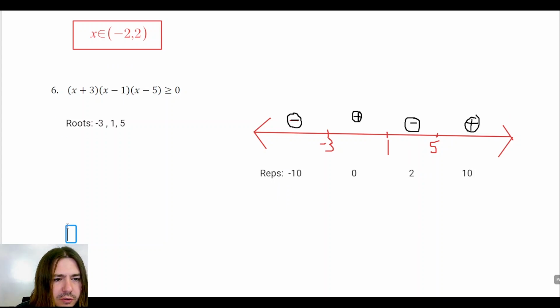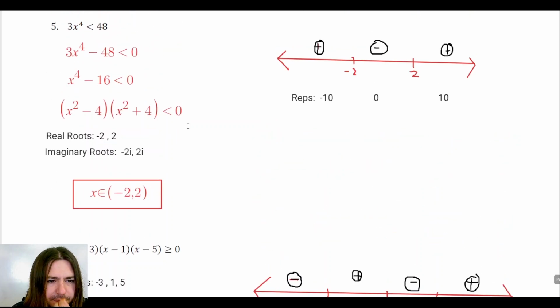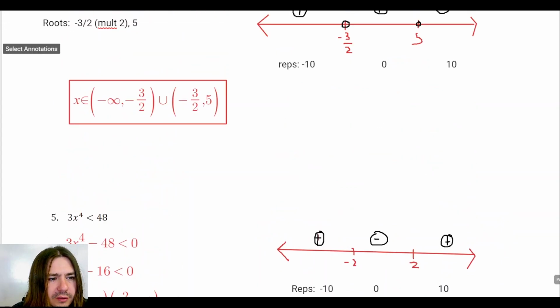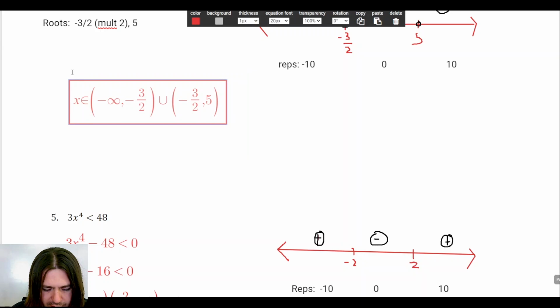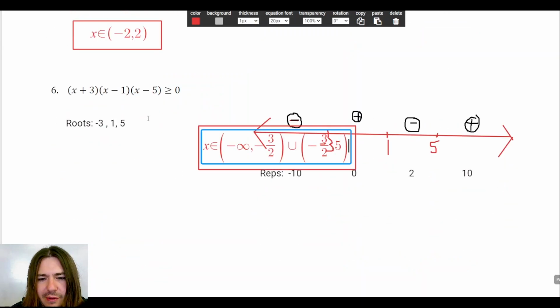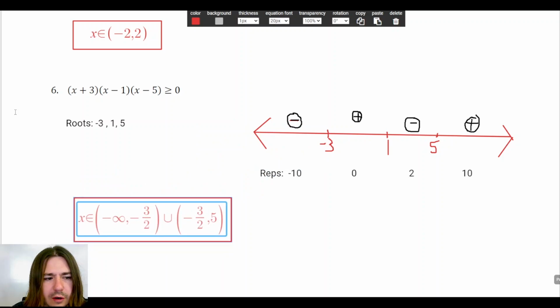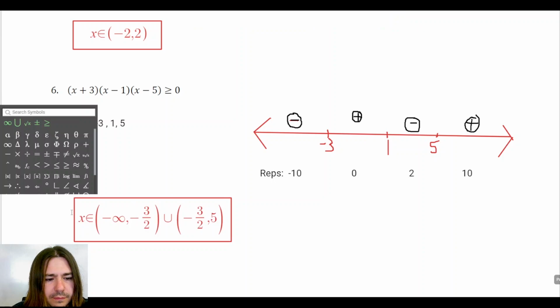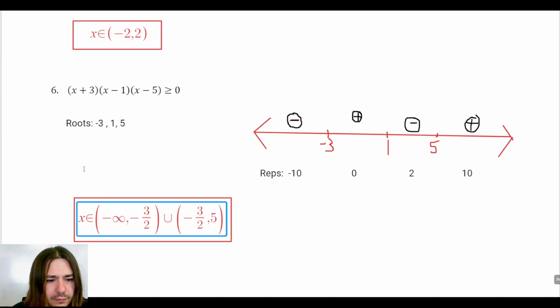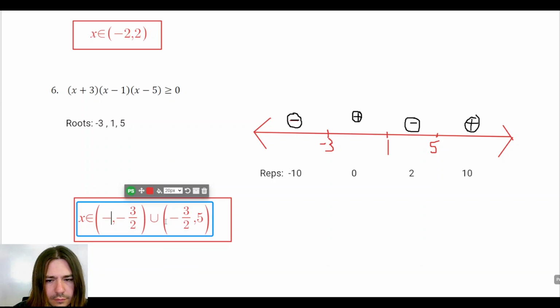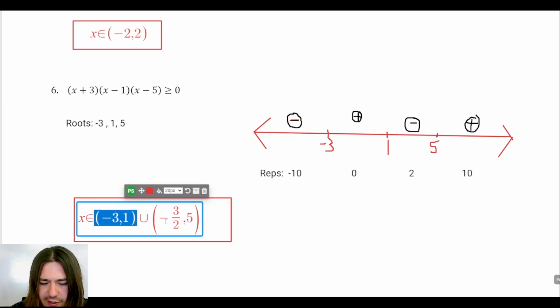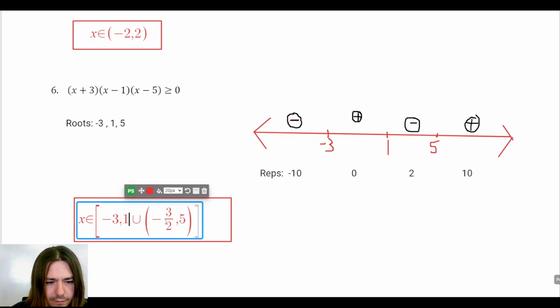Finally here, we need to write our solution set, which is going to be everything that includes these positive intervals along with the zeros because it is greater than or equal to 0. So let me just steal one of these other sets so I don't have to retype everything. The ones that are positive are going to be in between negative 3 and 1. And we are going to use brackets here because we want to include the zeros in our sets.